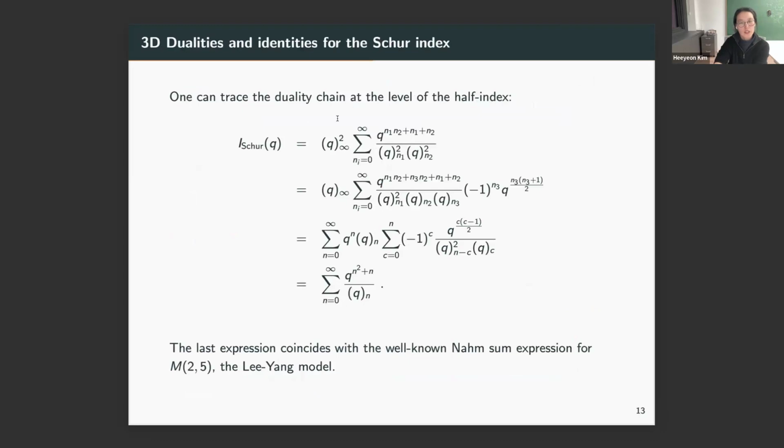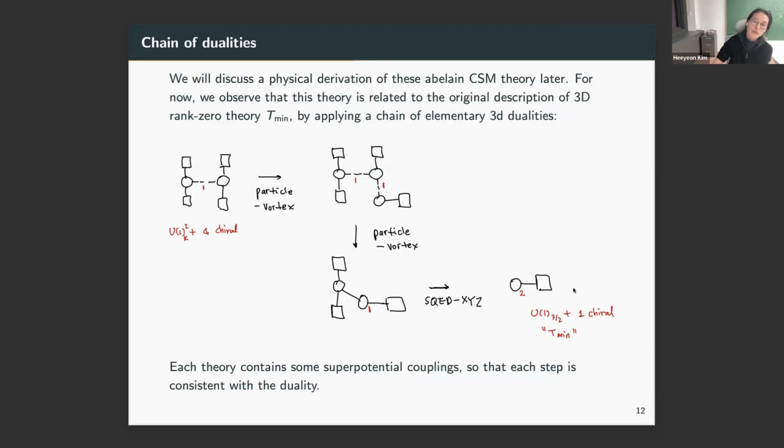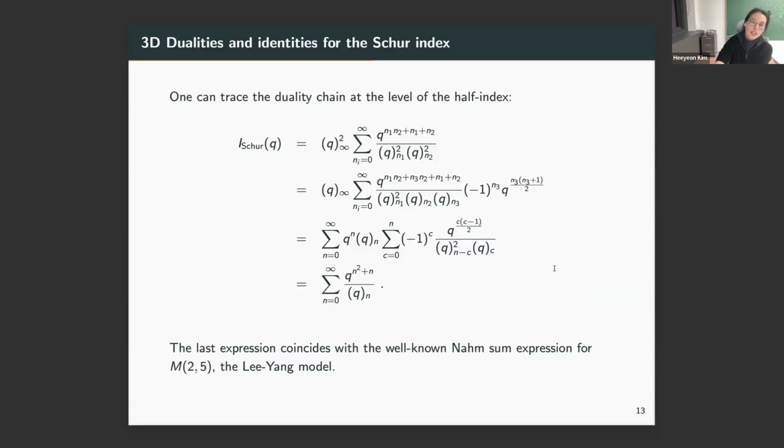And you can also trace this duality chain at the level of the half index. For example, these four expressions correspond to each of the quivers there. And you can in fact show that they are all equivalent descriptions. And in fact, the last one coincides with the well-known nahm sum expression for the M(2,5), which is the Lee-Yang model example.